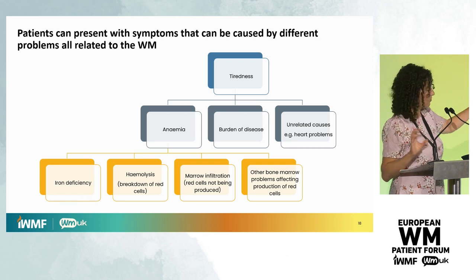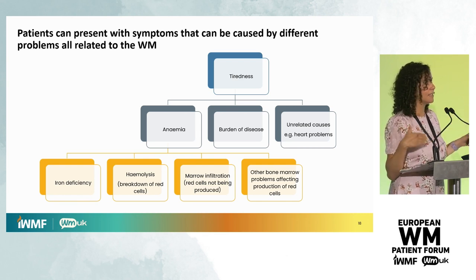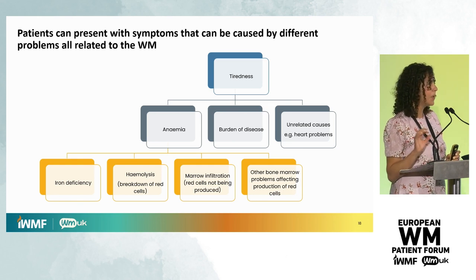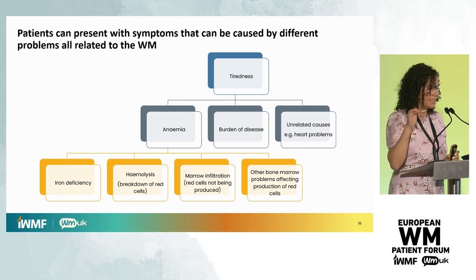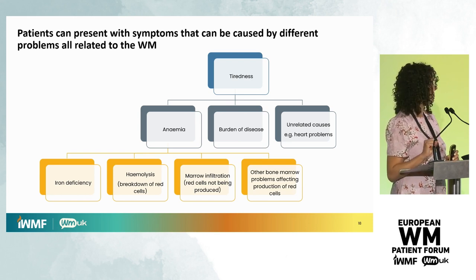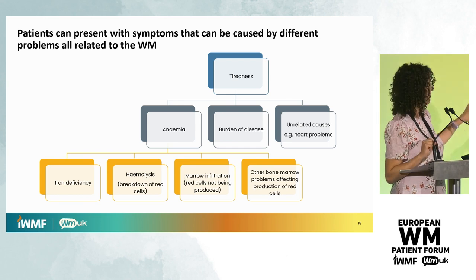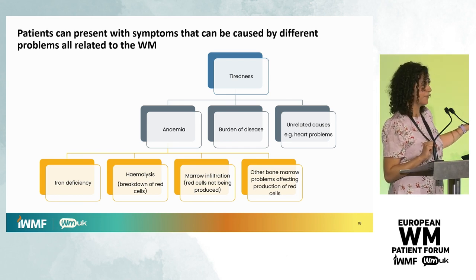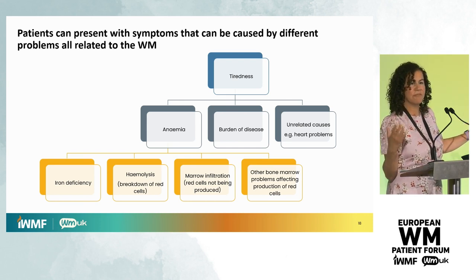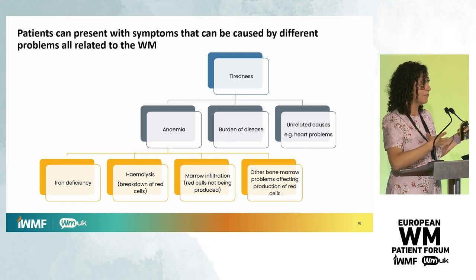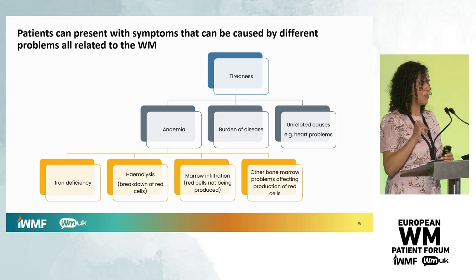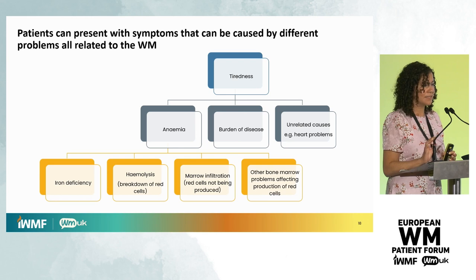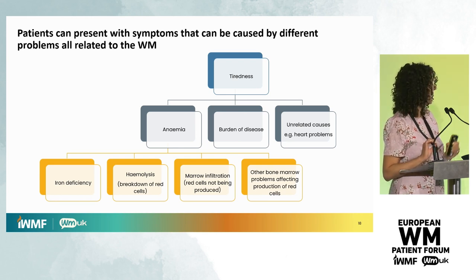So if we go down this tree, and it's obviously not complete, but if we use the example of someone who's tired and I see their hemoglobin is low, so the red blood cells are reduced, again, it may not be definitely because the WM cells are increasing in the bone marrow. Some people may have low iron as their cause of anemia. And so if we give iron supplements, or an iron infusion, that may help the hemoglobin and help the symptoms, and so we don't need to treat the WM.